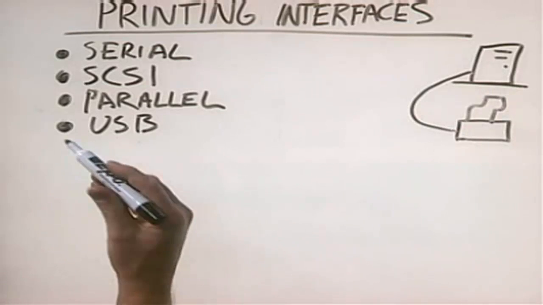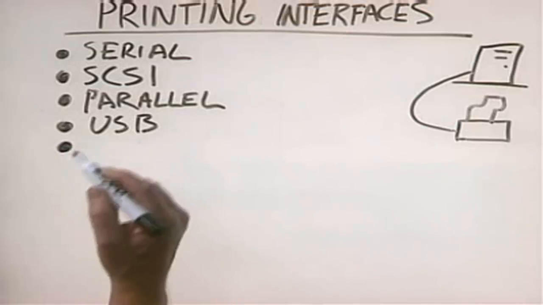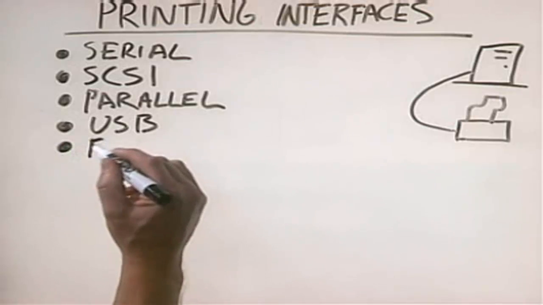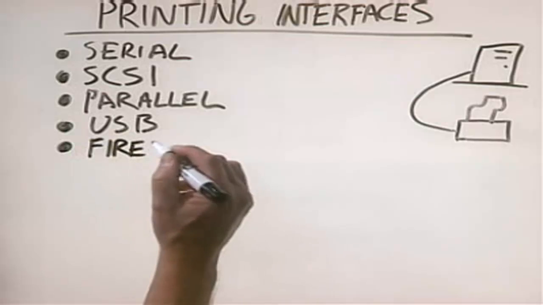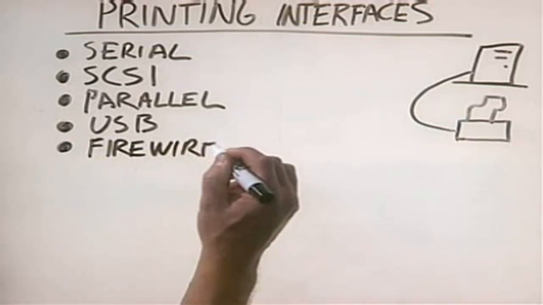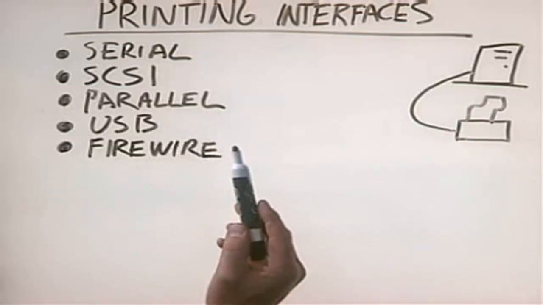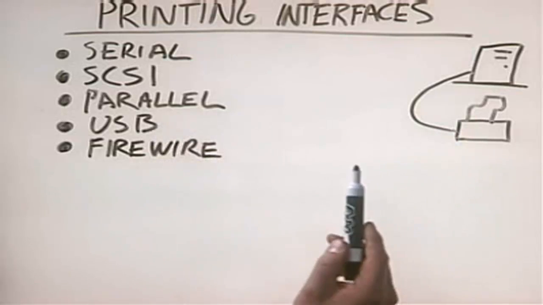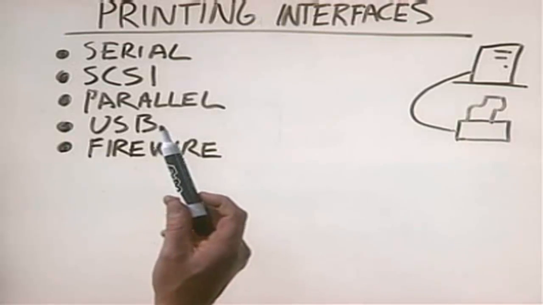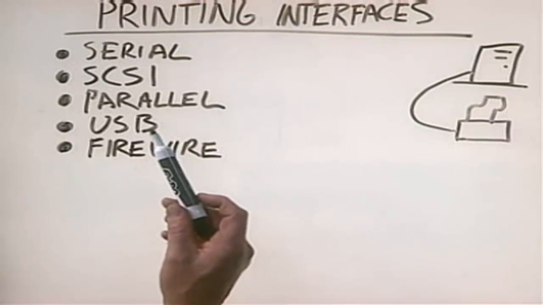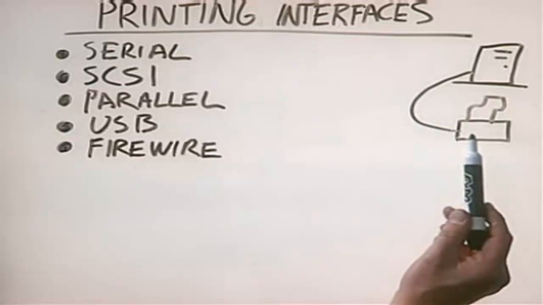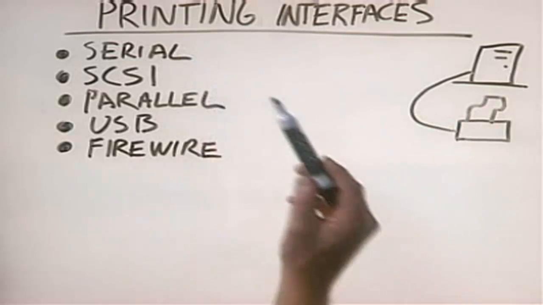In addition to USB, another newer standard that's used to connect printers is Firewire. Now, Firewire has not caught on as strongly for printing as USB. There are a few Firewire printers around, and they have a lot of the same advantages as USB. They're really fast. You can send a print job to a USB or Firewire printer very quickly. Not like serial, when we're dealing with one bit at a time.